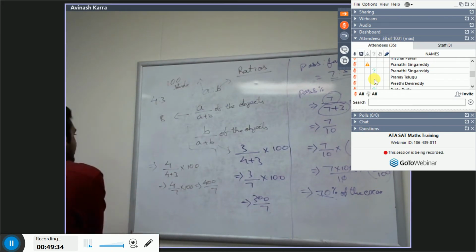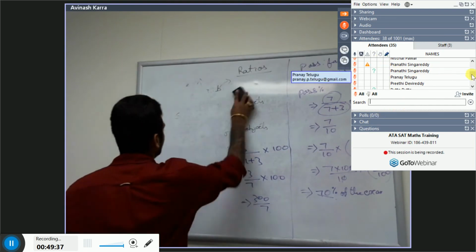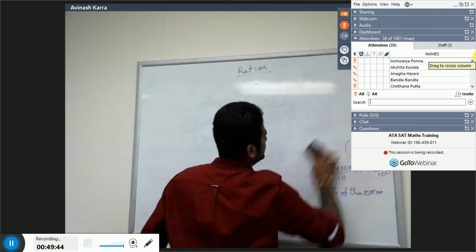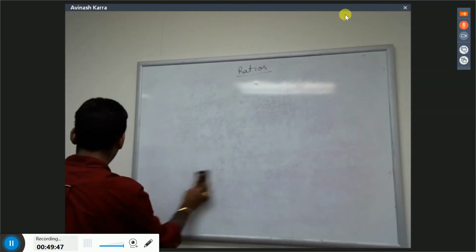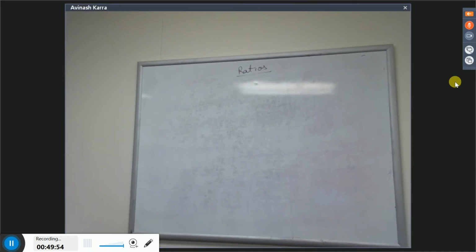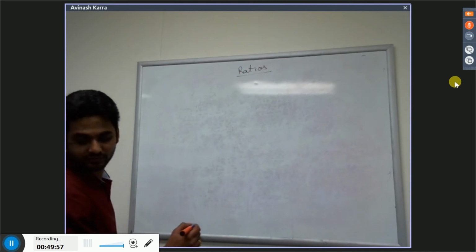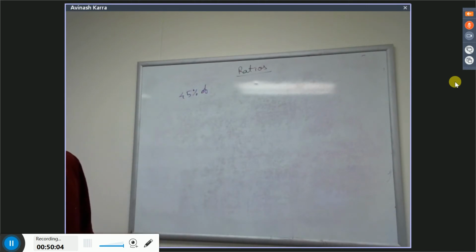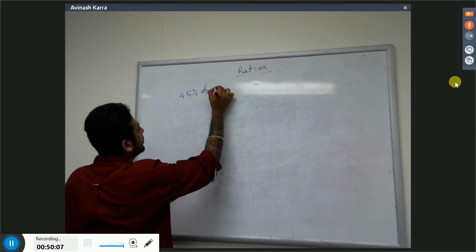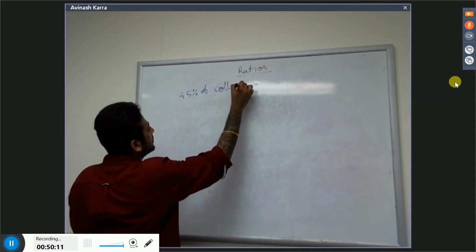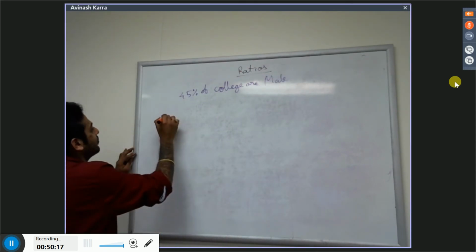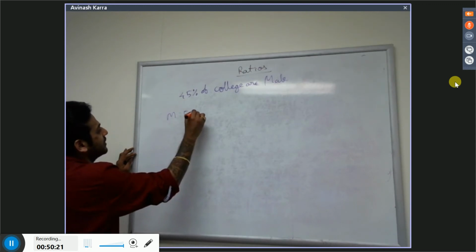Okay, let me go with the next example. If 45% of the class in the college are male, then what he asked is the male to female ratio.